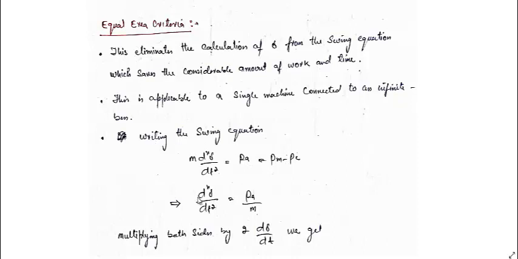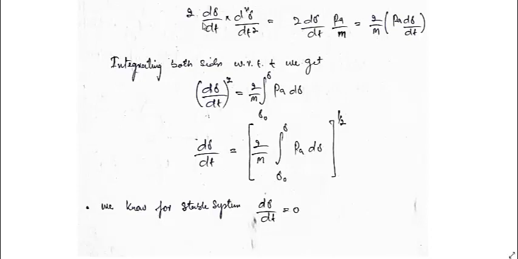So writing the same equation again, m del square delta by del t square is equal to PA, which is equal to PM minus PE. So del square delta by del t square is equal to PA divided by m. Multiplying both sides by 2 d delta by dt, we get 2 d delta by dt into del square delta by del t square is equal to 2 d delta by dt PA divided by m, which is equal to 2 PA by m d delta by dt, because it has to be multiplied. So integrating both sides with respect to dt.